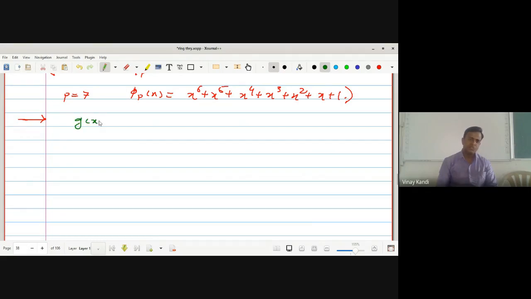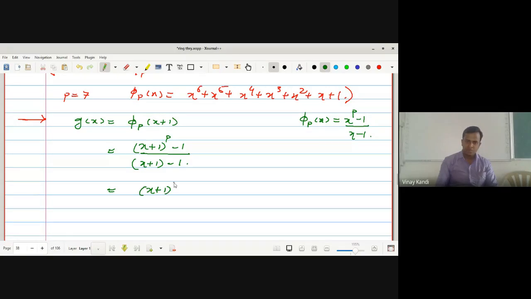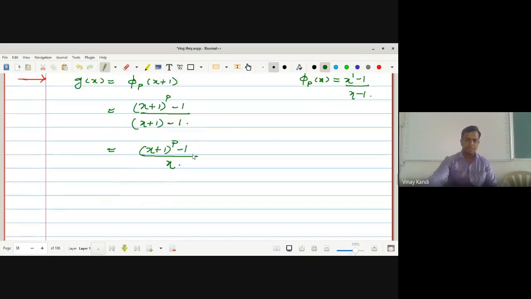Now, let g of x be equal to phi p of x plus 1. Okay, what is phi p of x? x raised to p minus 1 upon x minus 1. Okay, so what is phi p of x plus 1? Put x plus 1 in place of x. So what do we get? x plus 1 in brackets raised to p, minus 1 as it is, divided by x plus 1 in the bracket minus 1. Okay, so what do we get here? x plus 1 bracket raised to p minus 1, divided by x, since plus 1 minus 1 gets cancelled. So here the denominator is only x. Okay, how do we expand the x plus 1 bracket raised to p now?